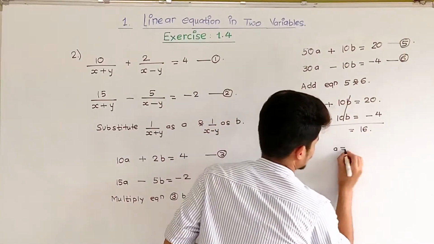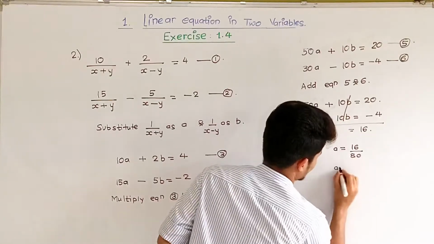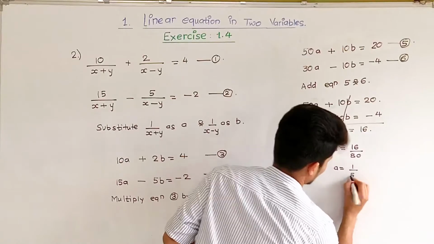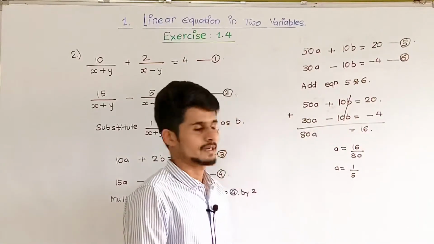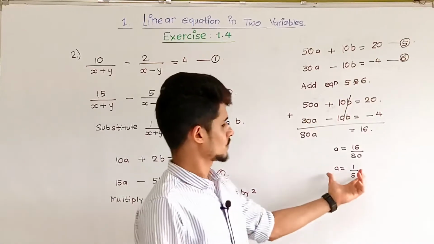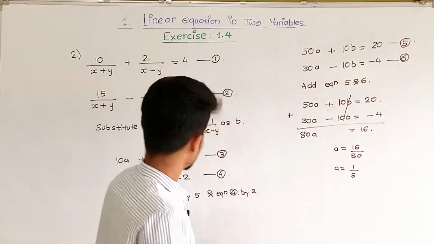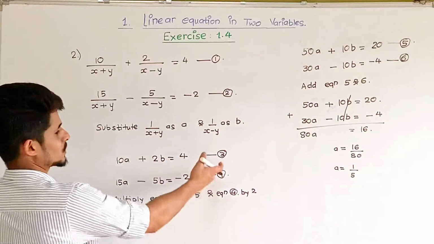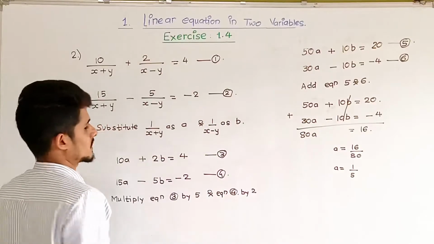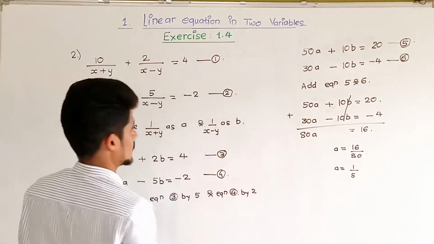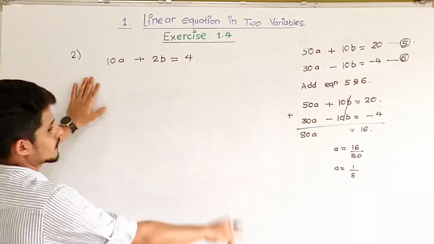So a is equal to 16 by 80. A is equal to 1 by 5. 16 ones are 16, 16 fives are 80. So a is equal to 1 by 5. We'll substitute the value of a in equation 3. You can substitute in equation 4, 5 or 6; you will get the same answer. So we'll substitute the value of a in equation 3. So this is equation 3. We'll substitute the value of a.